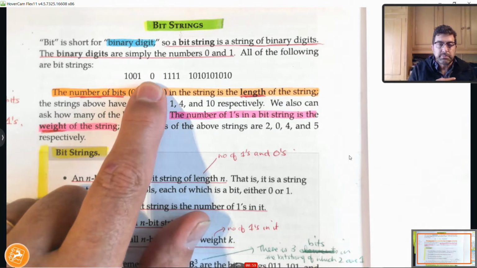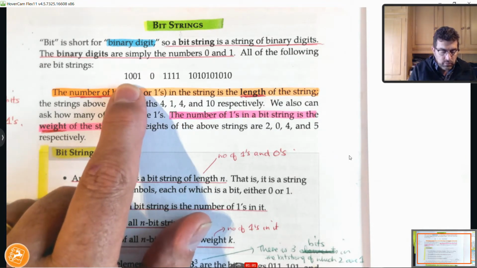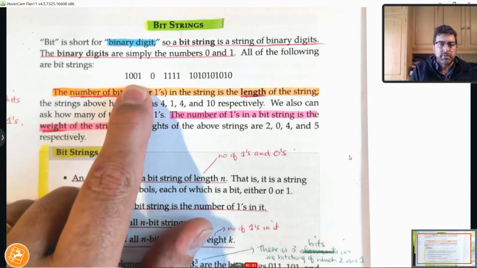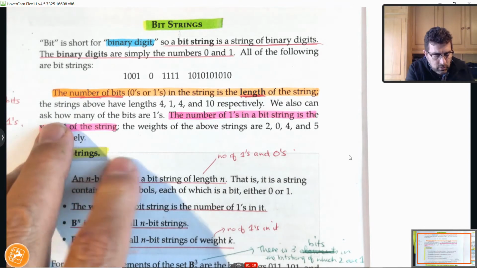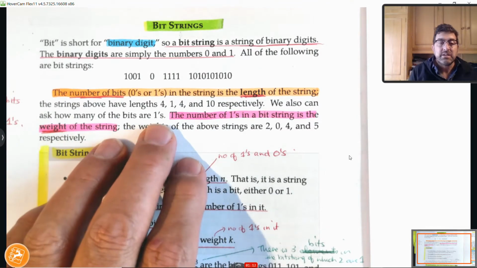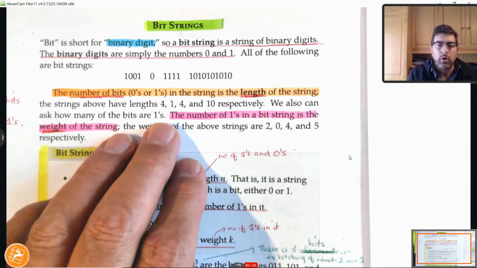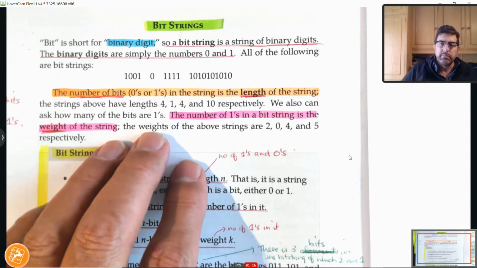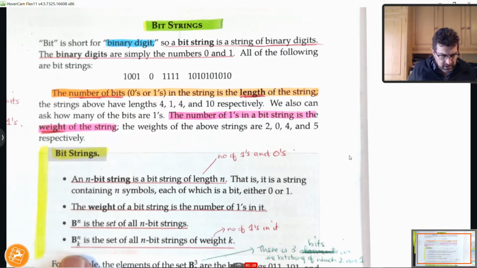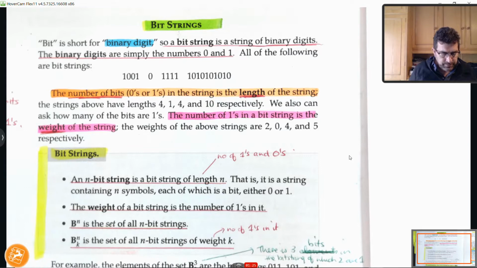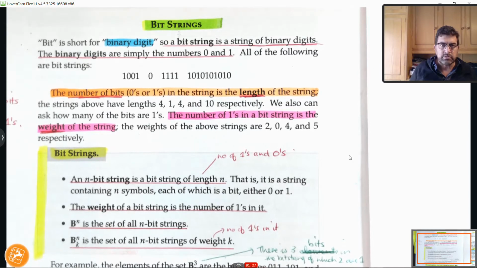The B4 has the 4 at the top of the B. You'll see now over here, down here, we're going to talk more about that. We can also ask how many bits are ones. The number of ones in a string is called the weight of the string, and we indicate that at the bottom of the notation that we are going to use. Okay, so let's have a look.